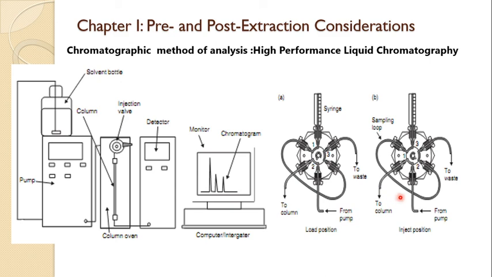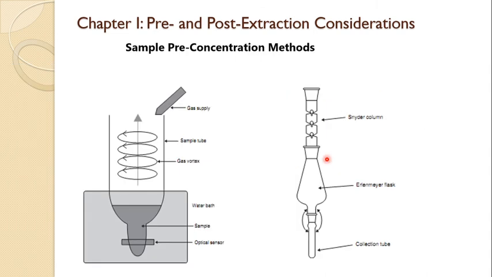In the load position, if you can see, the sample from the syringe comes to this and then goes to the waste. This is the load position. When it gets injected, the position changes. Here is the pump front, and this is the sample loop.